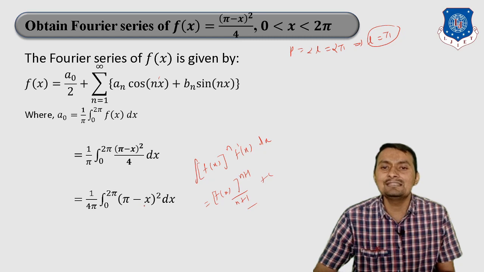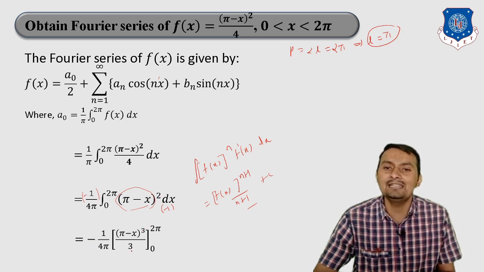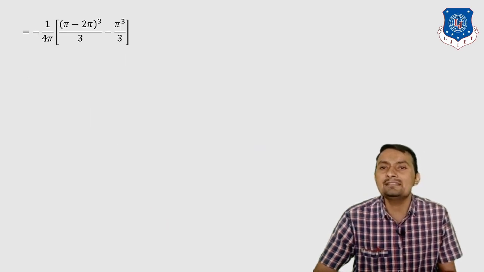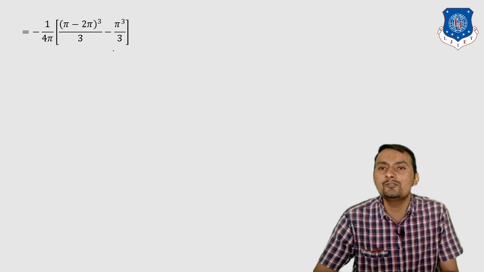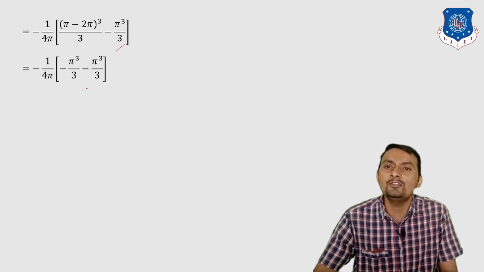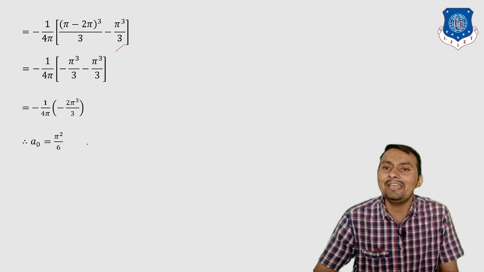So whenever we consider that concept, the derivative of pi minus x is exactly minus 1, but minus 1 is not there, that means I have to put minus 1 here. So we get minus 1 divided by 4 pi and (pi minus x) raised to power 3, because power will be added here, so 2 plus 1 is 3, and that divided by 3, limits 0 to 2 pi. If I put x is equal to 2 pi and x is equal to 0, we get this one. After simplifying you will get this one, and final a0 will be pi square divided by 6.